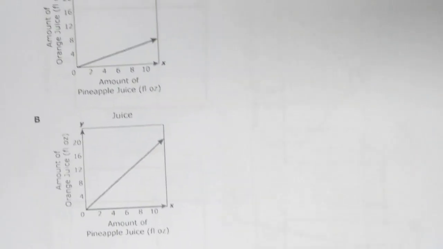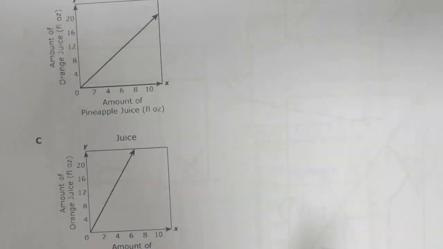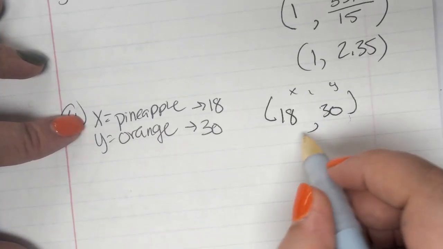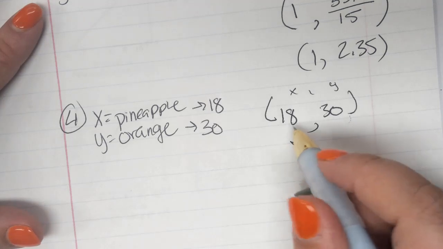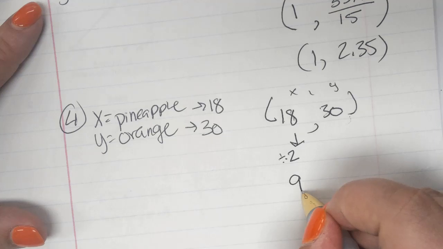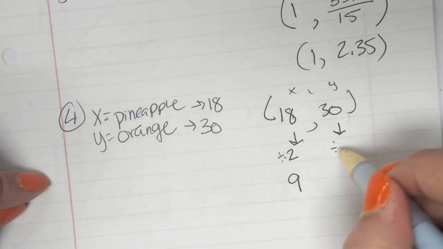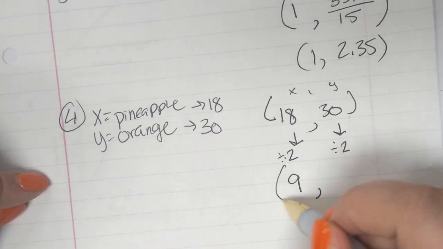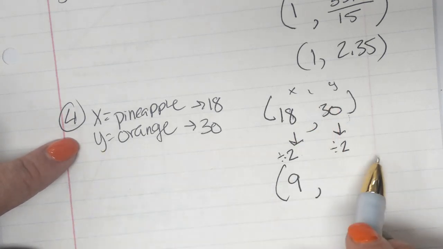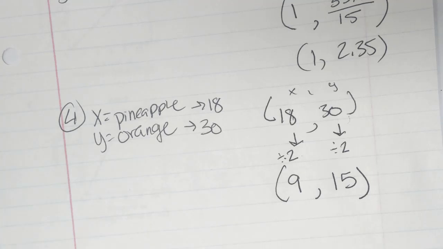Looking on the graphs that we have, there's not an 18. So I'm going to do that dividing thing again and think about, well, how much orange juice would I have if we only had, let's divide by 2. 18 divided by 2 is 9. So I divided the 18 by 2. We're going to divide the 30 by 2 just to keep things balanced. So if I have 9 ounces of pineapple juice, we would need 30 divided by 2. You can type that in on Desmos, 15 ounces of orange juice.